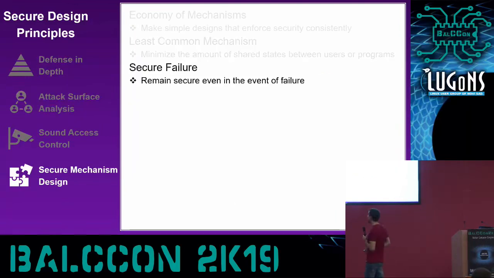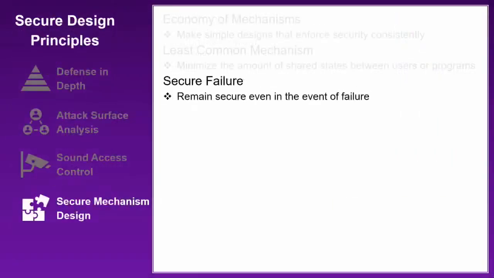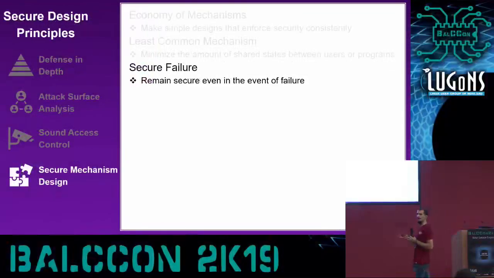Finally, secure failure. So our software will crash. It's inevitable. All software crashes. What happens when our software crashes is a security concern. How will we fail? What happens if a single function crashes or a service? Does this mean the end of our complete solution?